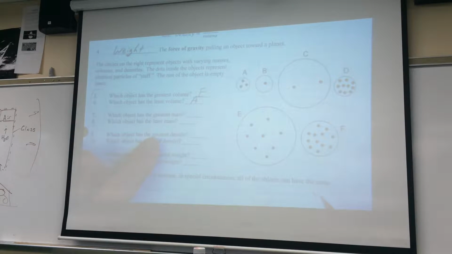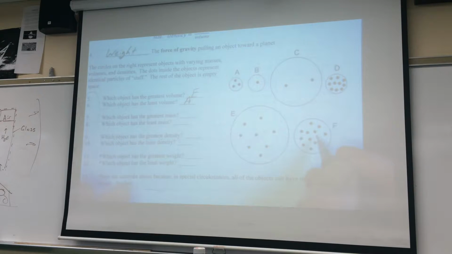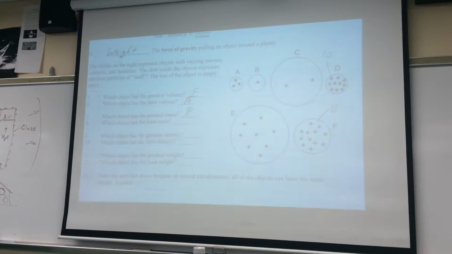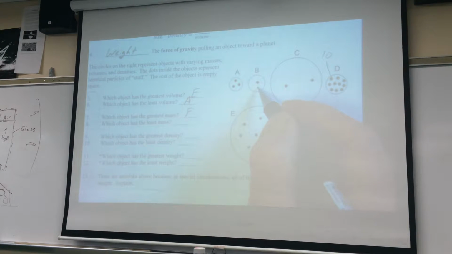Which one has the most mass? F. Now, a lot of people choose D because it looks like there's a lot in it, but if we actually count these little bits of mass, there are 12 in this one, and there are only 10 in here. So that's got more stuff in it, it's got more mass. Which one has the least mass? B. Not the smallest, but it's only got one little bit of mass.